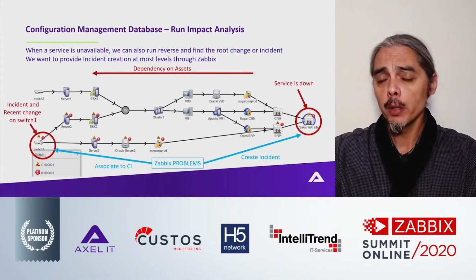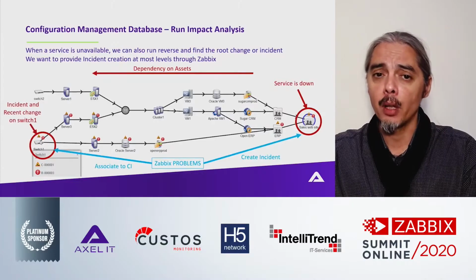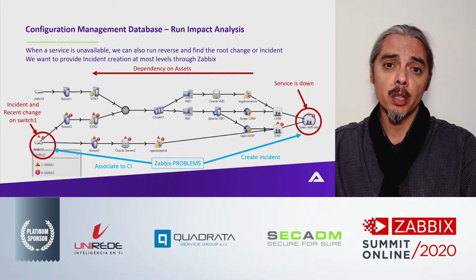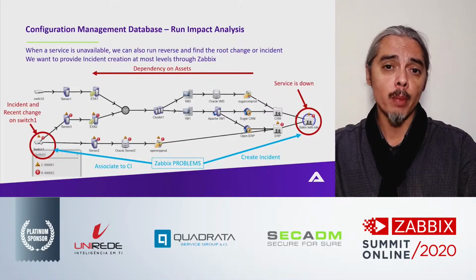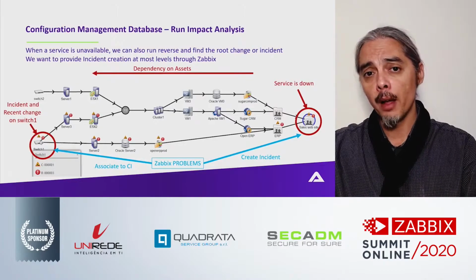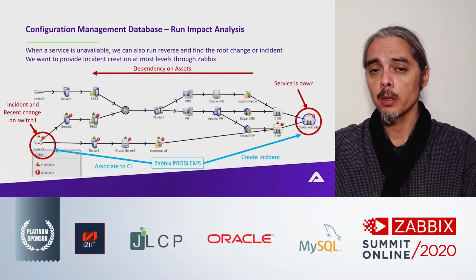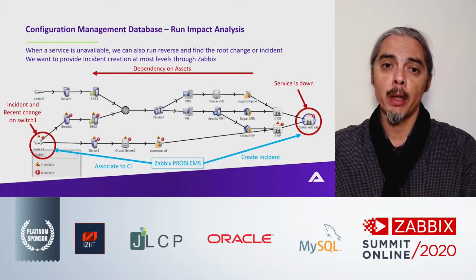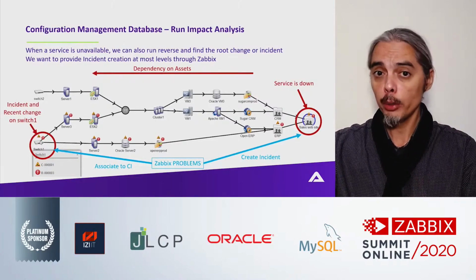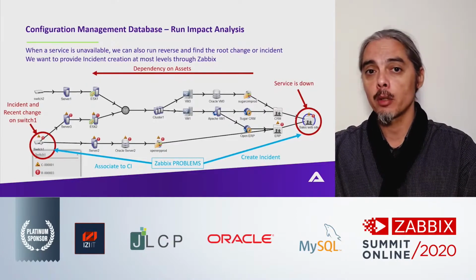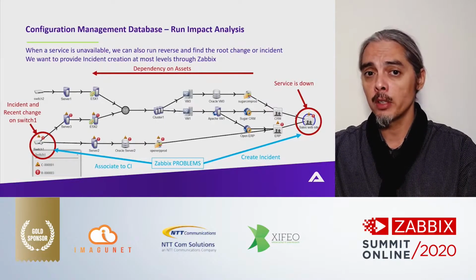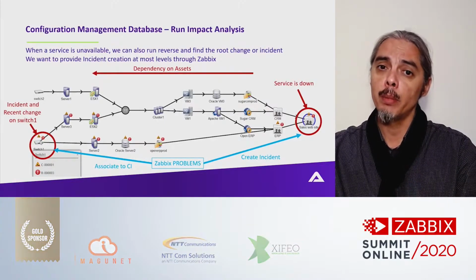So the thing we want is to have every time Zabbix monitoring detects that something is not working as expected, we want to map that within the CMDB to the correct CI, and we want to find the associated services that are impacted so that we may raise or lower the severity of the problem. If everything is down, it's going to be a disaster, while if the switch goes down but nothing is impacted, well, that's going to be a minor issue.